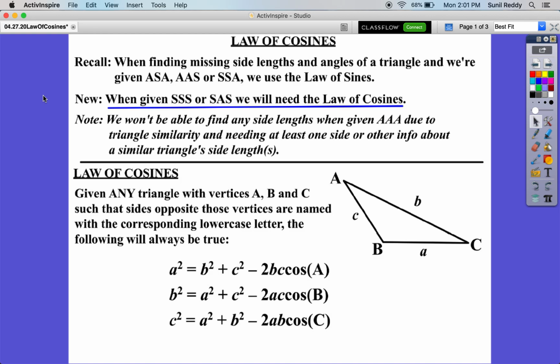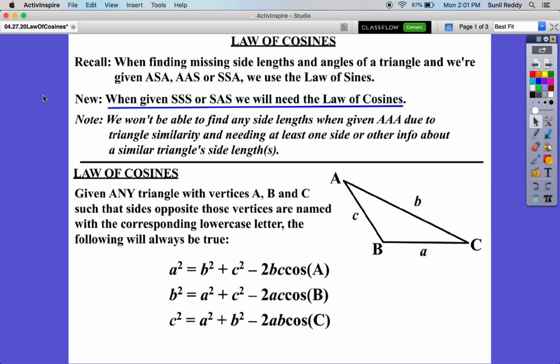Now, today, if we're given three side lengths of a triangle with no angles, meaning we're given side, side, side, or we're given two sides and the angle between them, meaning side, angle, side, those are the two cases where law of sines would not be helping us. We wouldn't have enough information to use the law of sines. And so we are going to use the law of cosines instead.